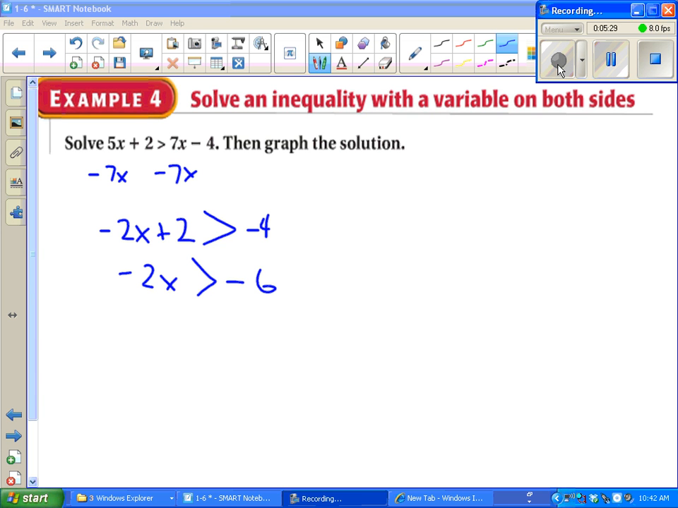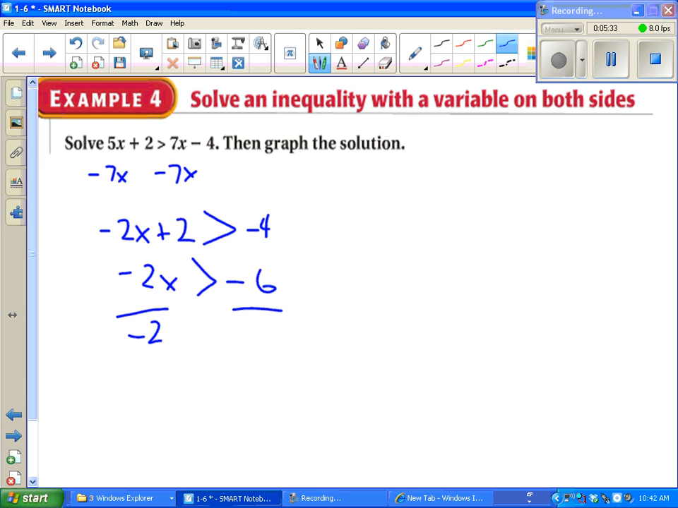The red flag warning right here: before I divide by -2, I need to remember I'm actually dividing by a negative. So I don't write greater than, I write less than 3. If you stop here, you made a mistake.